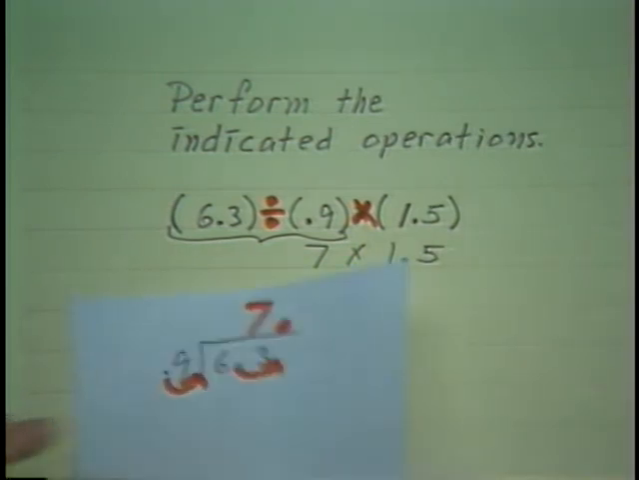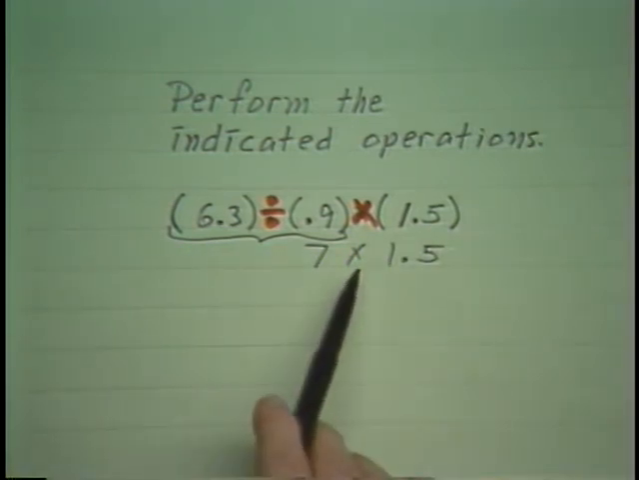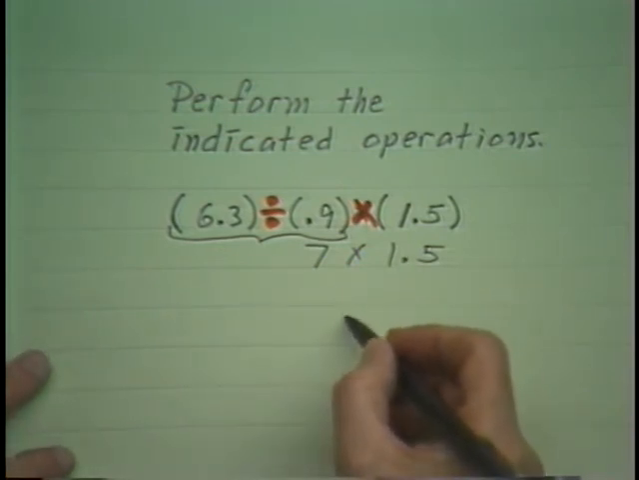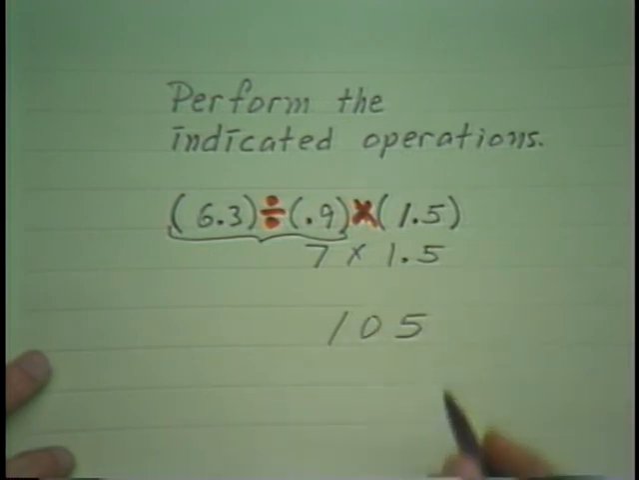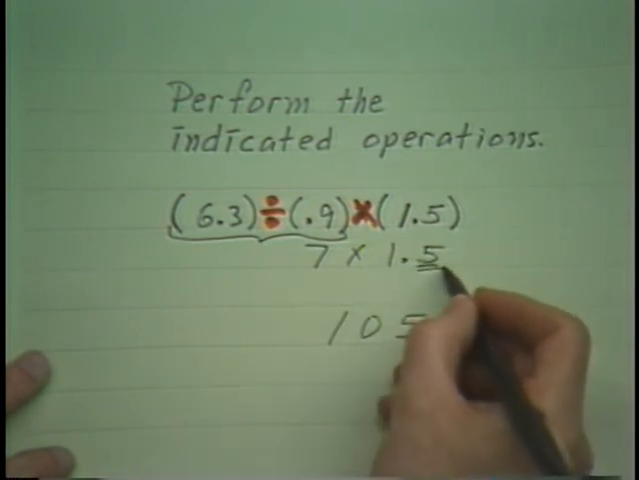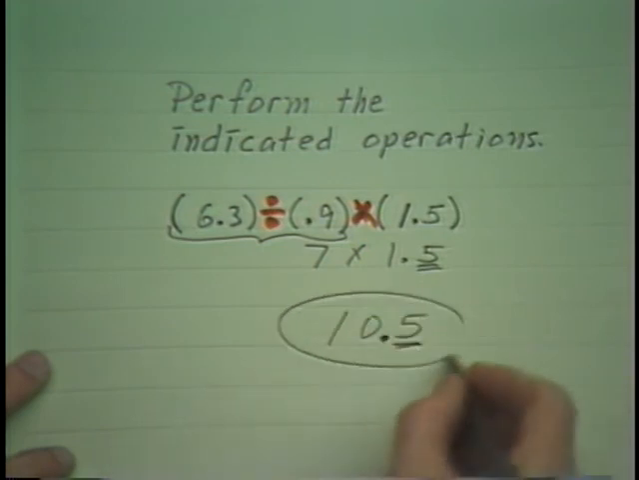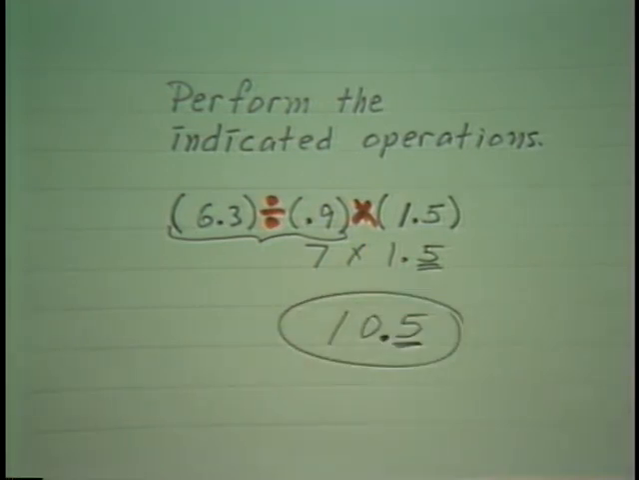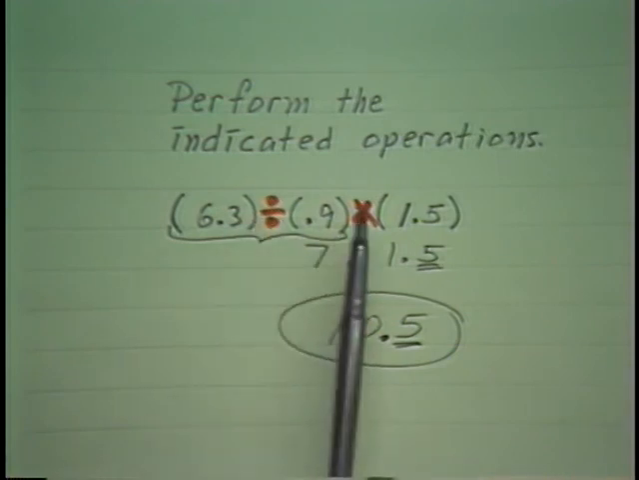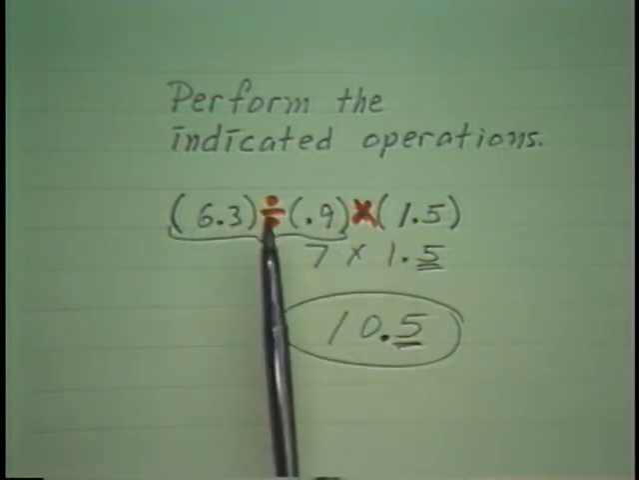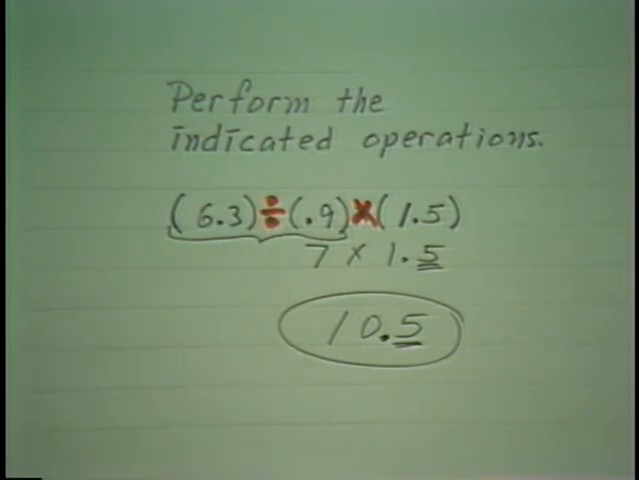Now, of course, there's only one operation, so we multiply as though the decimal point was not there, and we would get 105. We count one decimal place. My answer is 10.5. So between divisions and multiplications, you do them as you come to them. Whichever comes first, you do first.